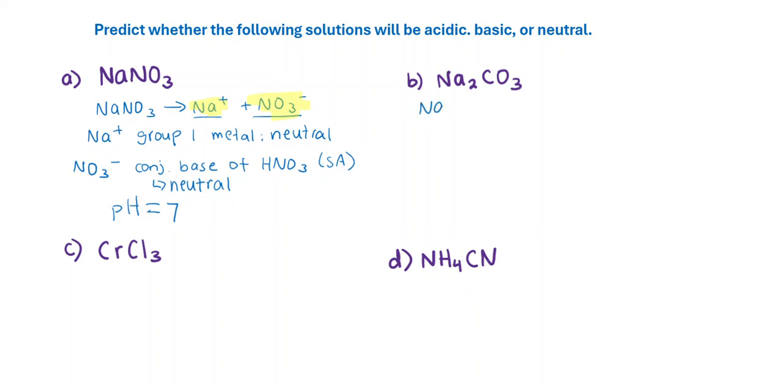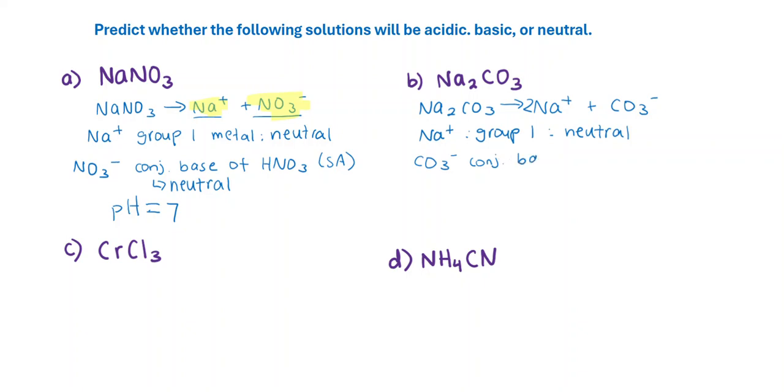Just like before, we need to write the dissociation equation. So this is Na plus plus CO3 minus. And then if you want to balance it, we can put a 2 in front. So same as before, Na plus is a group 1, so it's neutral. And CO3 minus is the conjugate base of HCO3, which is a weak acid.